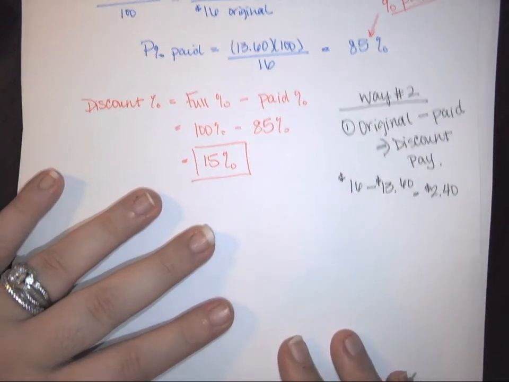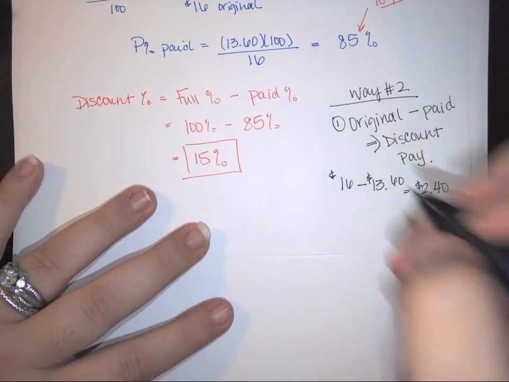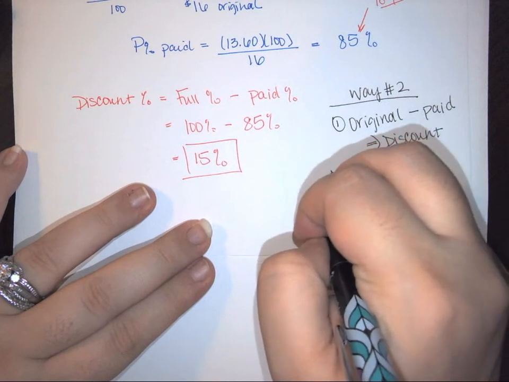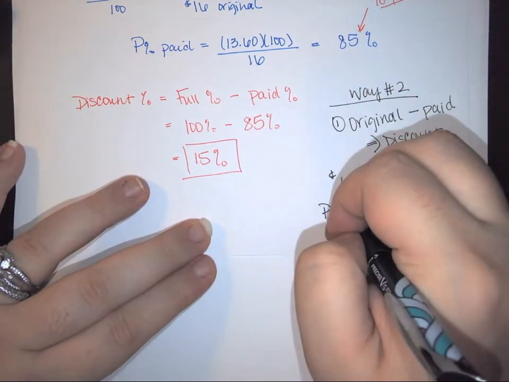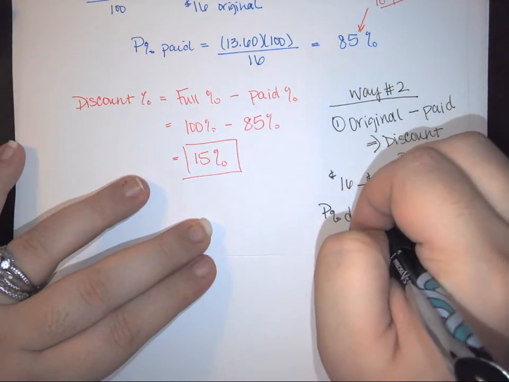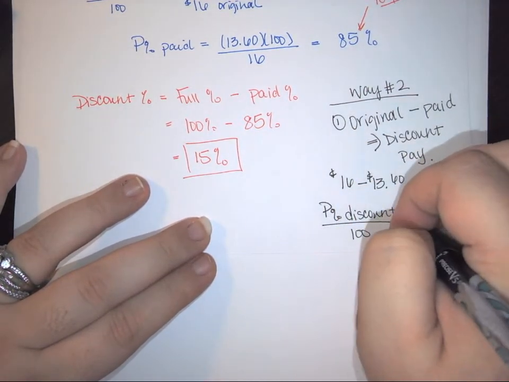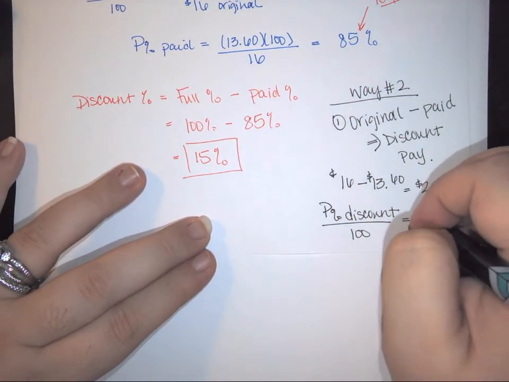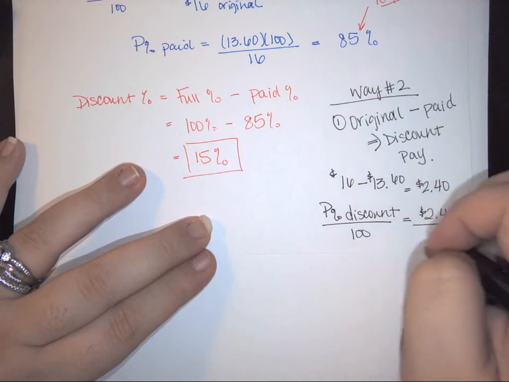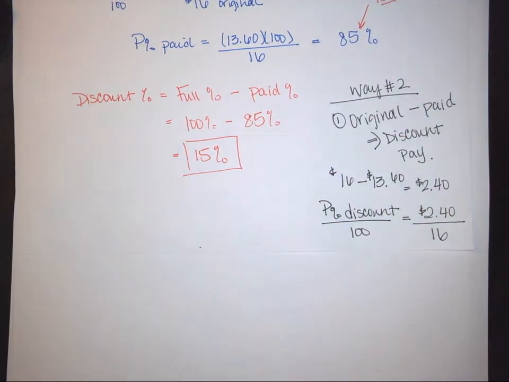You could then set up your proportion to be the same, where this time, when we're looking at your percent, we're looking at your discount percent over 100 is going to be your discount money, $2.40 over your original 16. And that would give you the same thing.